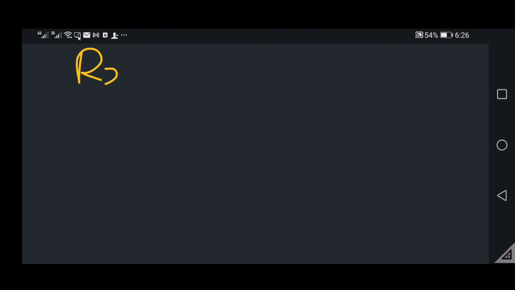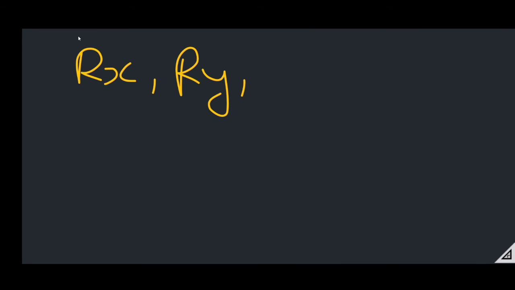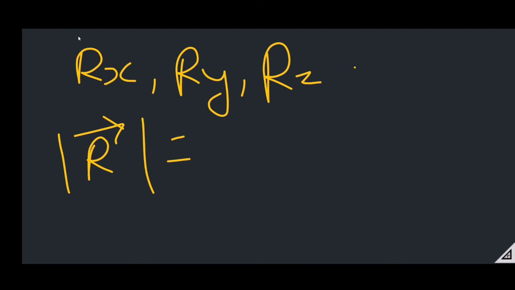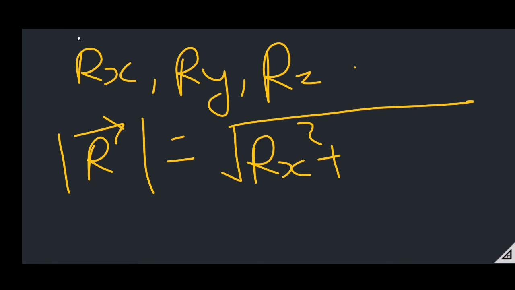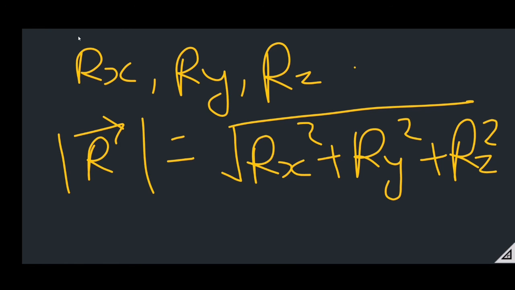Now let's see the vector in 3D space. There are three components rx, ry and rz. In this case the magnitude of r vector equals root under rx square plus ry square plus rz square. This is the formula of the magnitude of r vector if r vector is in three-dimensional space.